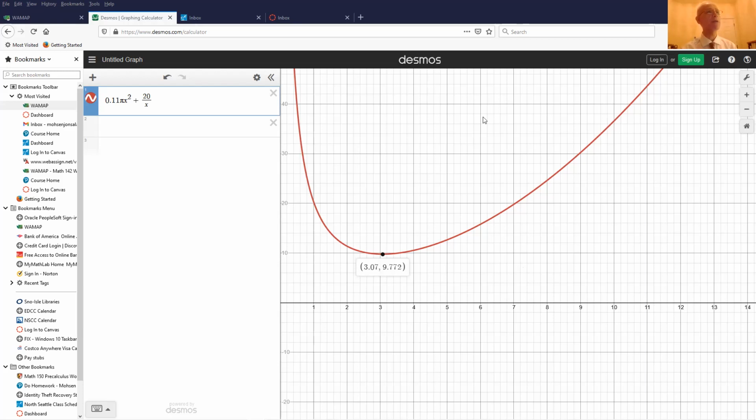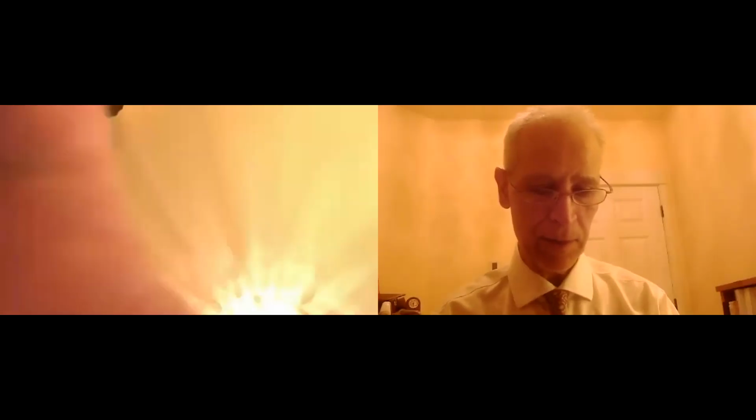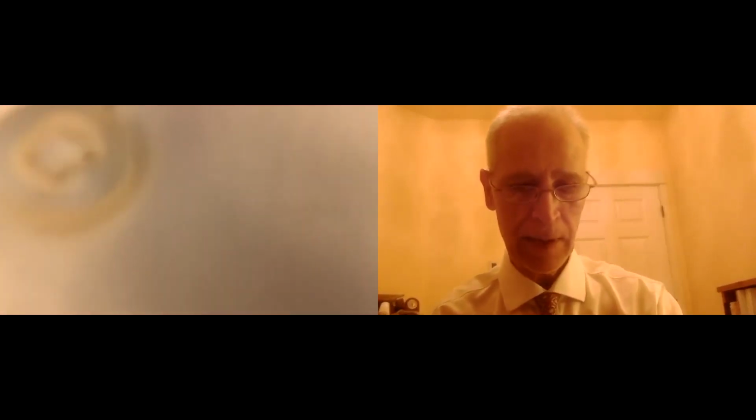So I'm going to stop sharing from here. I hope you saw this, that this is what we have, 0.11 pi r squared, now I have x squared, same thing, just a different letter, plus 20 over r. All right, stop sharing and go back to my iPad. Okay, good, it is connecting, and here it is.